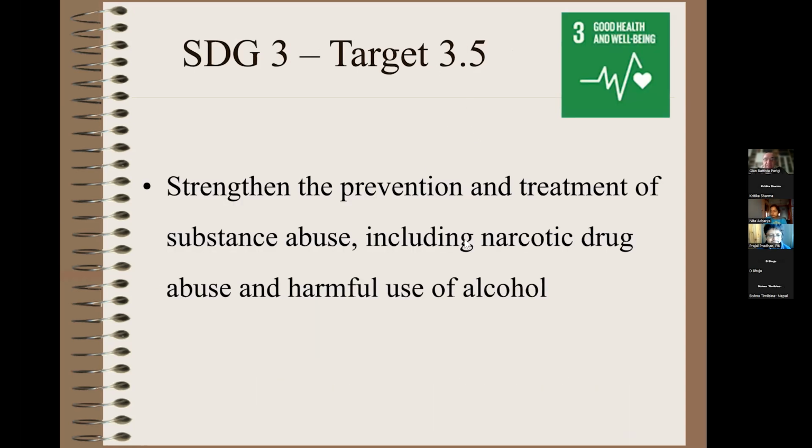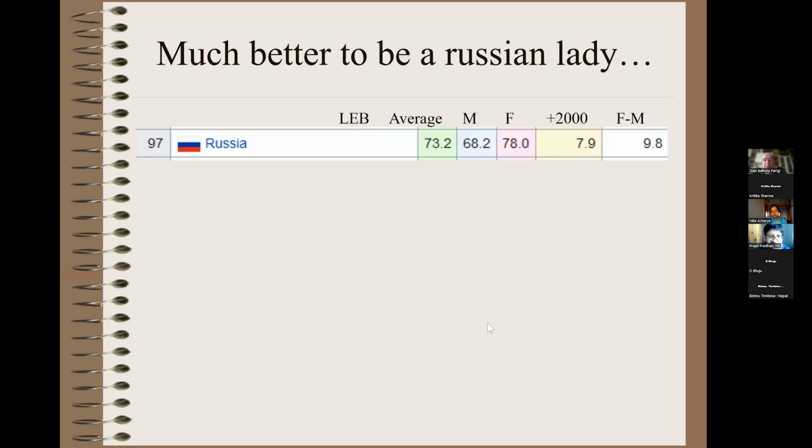Number 5, preventing and treating substance abuse, about alcohol. Just to say what is the impact of alcohol, this is luckily not a problem of yours. It is much better to be a Russian lady. The average life expectancy at birth in Russia is 63 years, 78 for females, 68 for males, with a difference of 10 years.